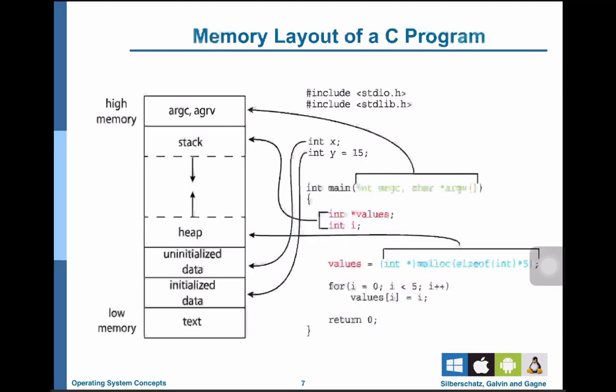So if we check a C program, in the program there are some global variables. The global variables are stored in the data section. The parameters of a function or some local variables are stored in the stack. The memory dynamically allocated to a variable is stored in the heap section.